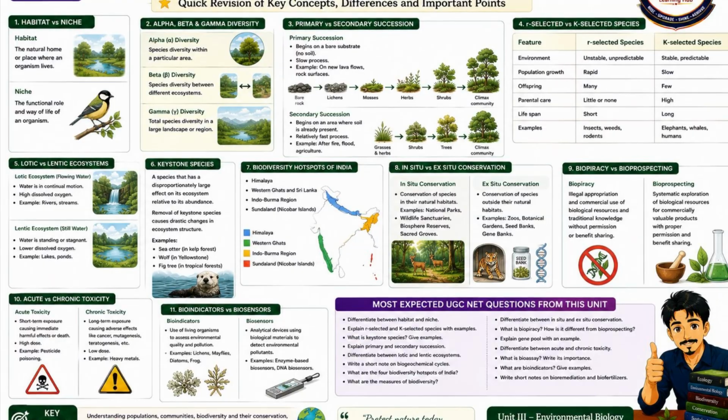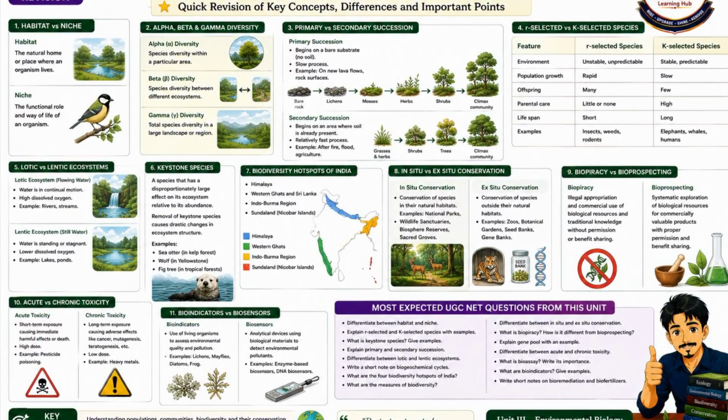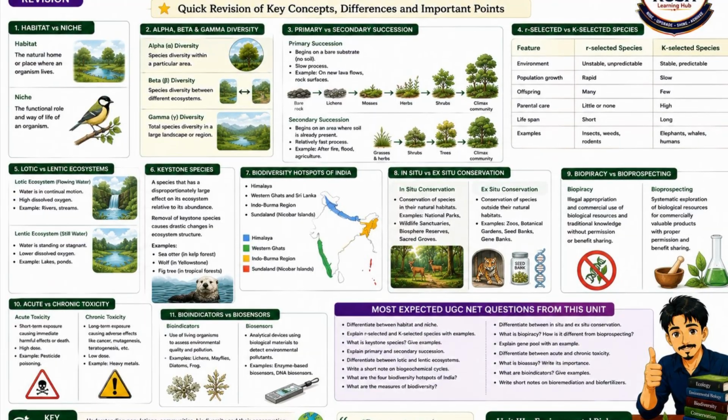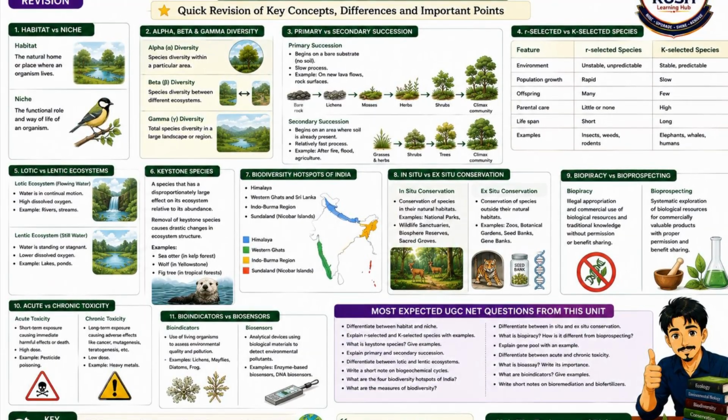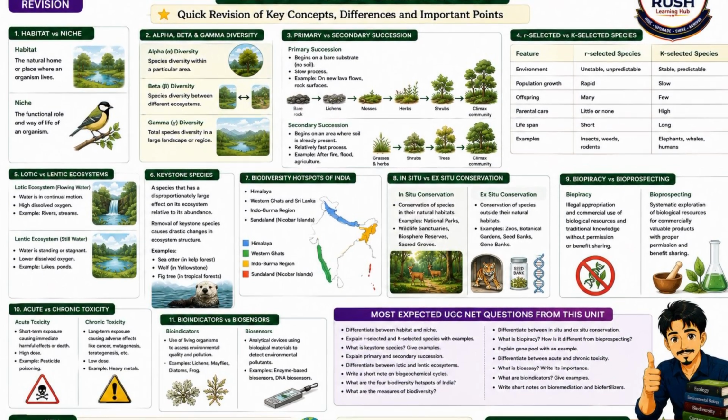India is recognized as one of the megadiverse countries of the world and contains 4 biodiversity hotspots: the Himalaya, Western Ghats and Sri Lanka, Indo-Burma, and Sundaland, including the Nicobar Islands.